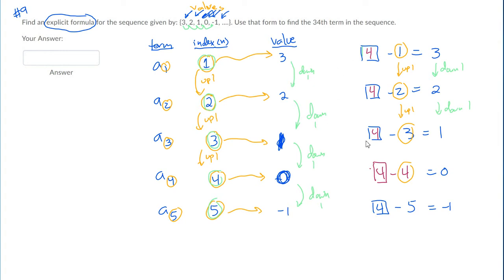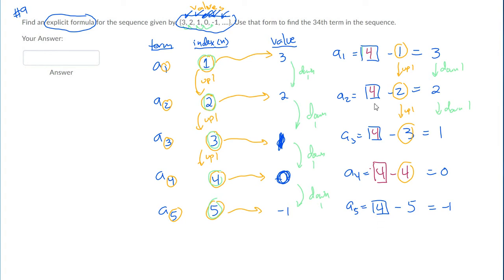So essentially what we're saying is A1 is 4 minus 1. We're saying A2 is 4 minus 2. We're saying A3 is 4 minus 3. We're saying A4 is 4 minus 4. We're saying A5 is 4 minus 5. Okay? And we're getting the correct outputs that we're supposed to get based on what they told us we're after. We're supposed to generate those numbers. We're getting them. Okay? This formula, this pattern is doing that for us. How do we write this pattern out?